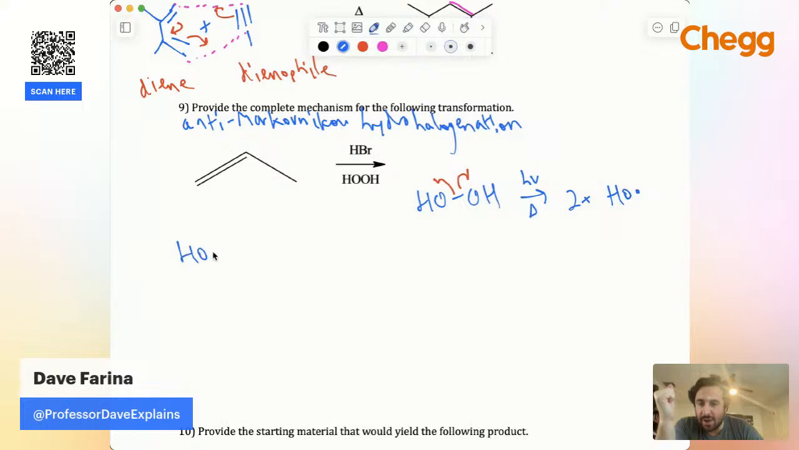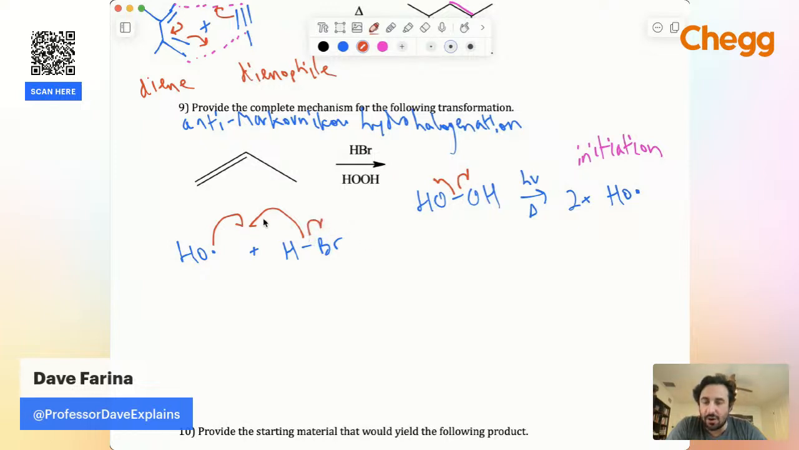Now, the hydroxyl radical is going to interact with HBr. So this is initiation. This is an initiation reaction. Initiation reactions are always endothermic. It's going to require energy to promote that homolytic bond cleavage. Now here, the hydroxyl radical is going to interact with this HBr bond, and we're going to get this.